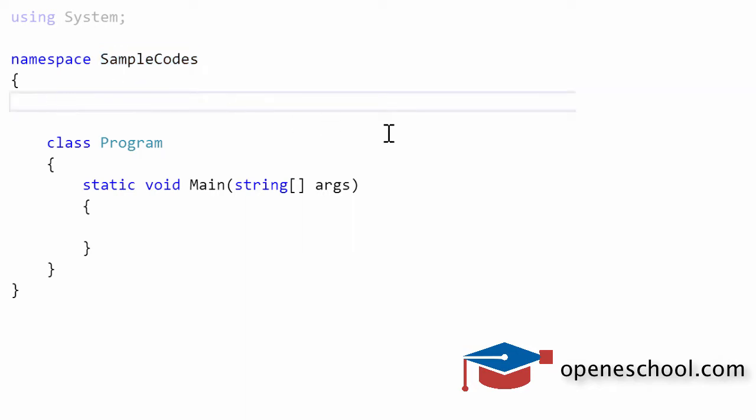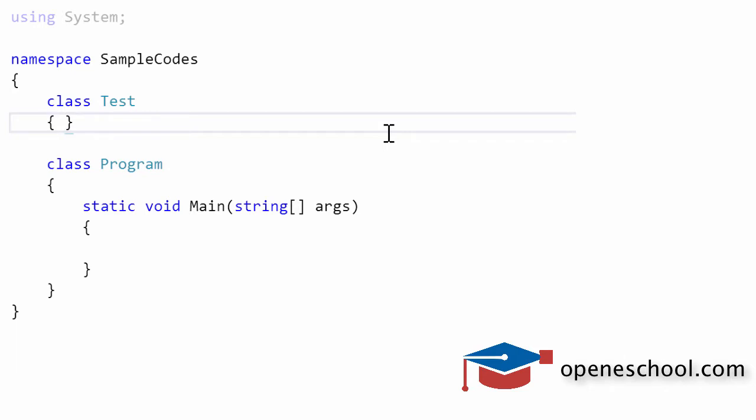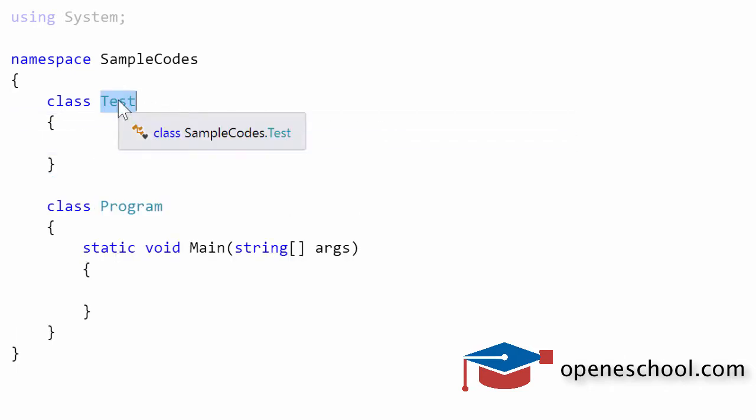And how to create a class? To create a class, we'll use the class keyword and we will give it a name. So I'm giving the name test to my class. By writing this simple code, I have created a class by the name test, and it's an empty class. There are no data members or functions inside the class.